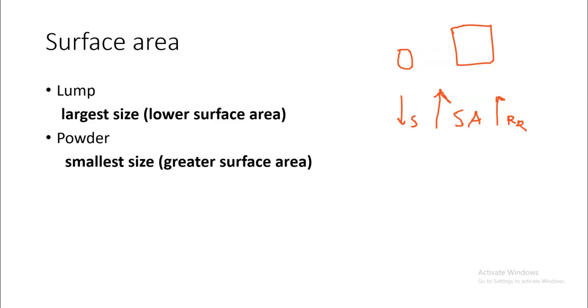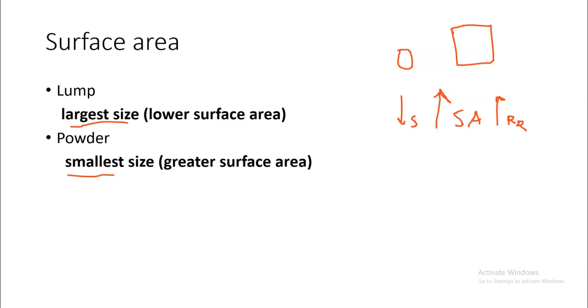So always remember, these two are the most common ones that they're going to ask you, lump or powder. Powder has the smallest size, lump has the bigger size. So if powder has the smaller size, it will have a bigger surface area. And because powder has a bigger surface area, you'll expect powder to move faster because it has a smaller size. That's the order. Smaller the size, the bigger the surface area, and the faster the movement.